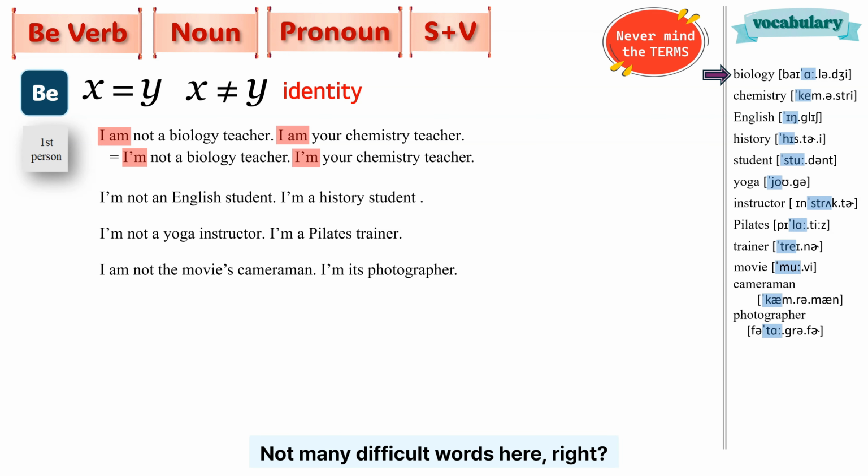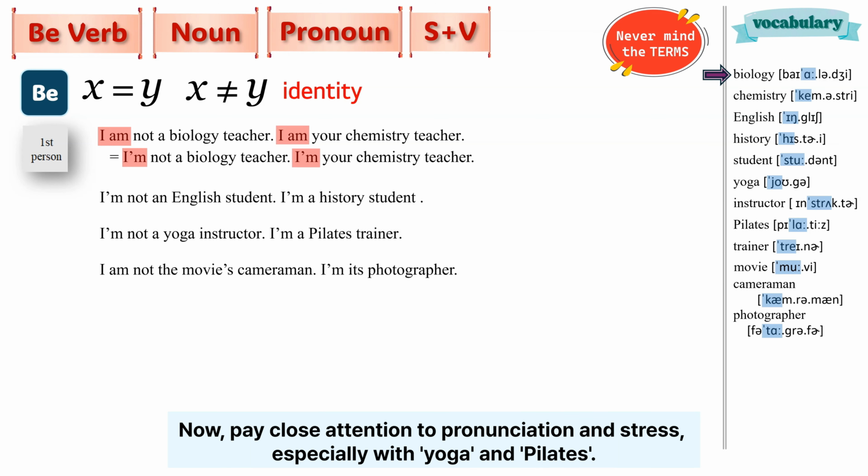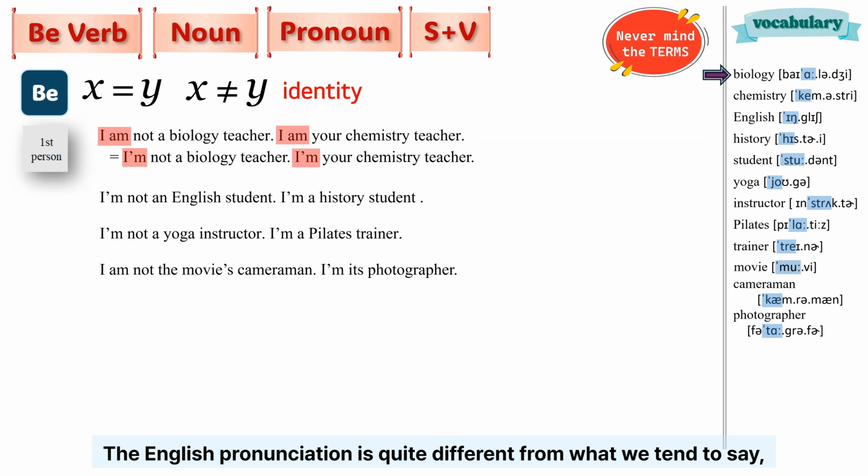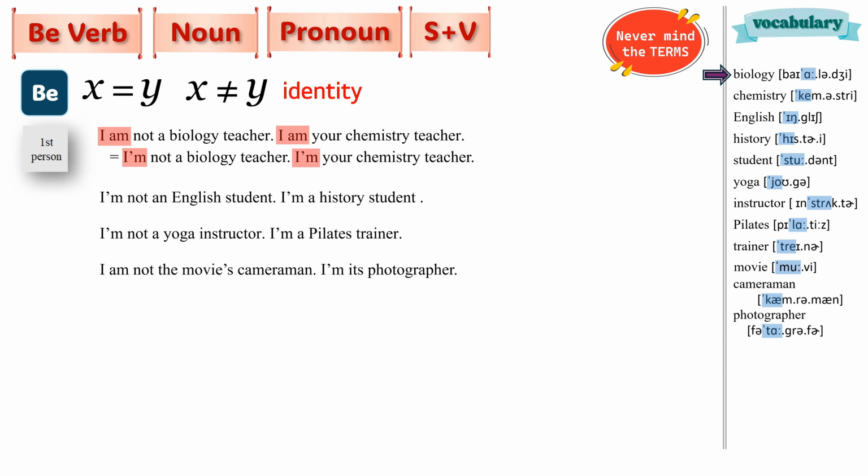Not many difficult words here, right? Now pay close attention to pronunciation and stress. Especially with yoga and Pilates, the English pronunciation is quite different from what we tend to say, so listen carefully. Biology, chemistry, English, history, student, yoga, instructor, Pilates, trainer, movie, cameraman, photographer.